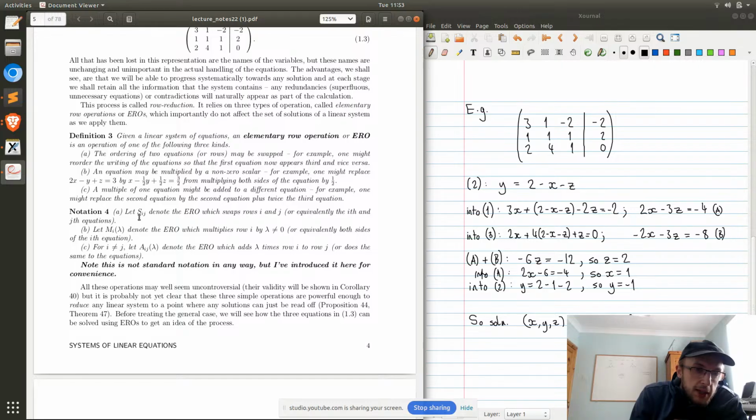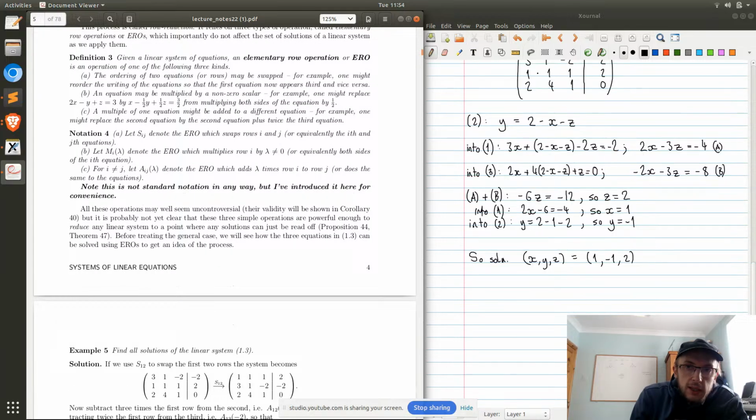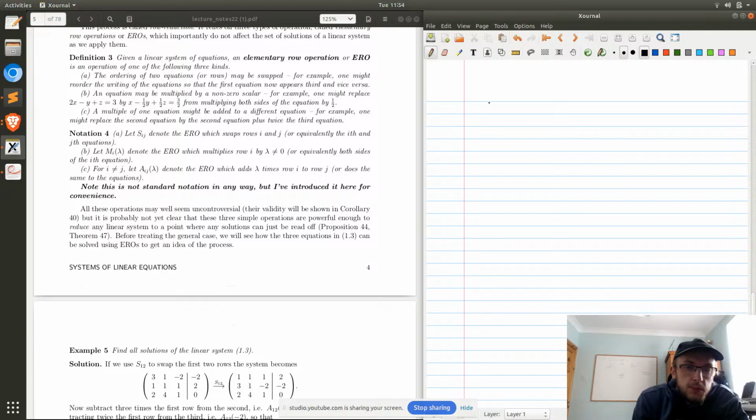Then they're setting up notation, it appears. So let Sij denote the ERO which swaps rows i and j, or equivalently the ith and jth equations. I see. Okay, so most people are used to something like this, indicating I want the third row and the seventh row swapped. But over here in these notes, they're using this notation instead to mean swap.